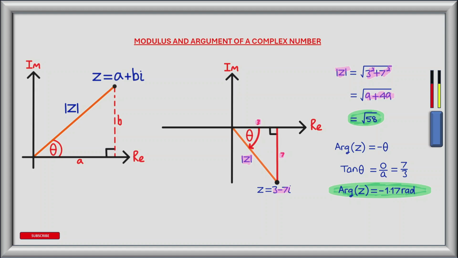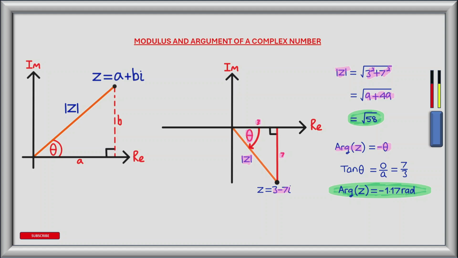To find the argument of the complex number, we need to find this angle theta. Note here we're working in the fourth quadrant of the Argand diagram. The angle theta is created when we rotate clockwise from the positive real axis. The angle theta is therefore a negative angle. So the argument of this complex number, or arg z, is the negative value of theta.